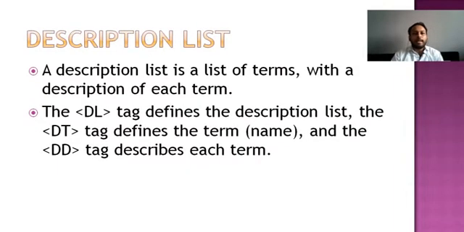And next is the description list. A description list is a list of items with a description of each term. The DL tag defines the description list. The DT is the description term, meaning the name of the term, and the DD is the description, which describes each term.